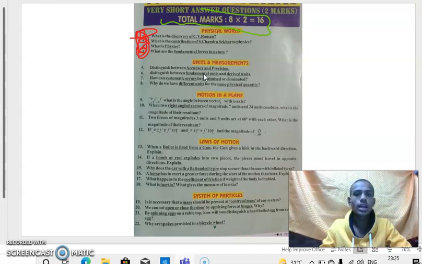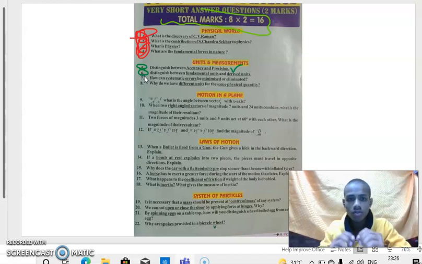Okay, and coming to second lesson, units and measurements. First important question is distinguish between accuracy and precision. This is one of the favorite questions of the board. And second important question in this chapter is distinguish between fundamental unit and derived unit. This is also one of the important questions.